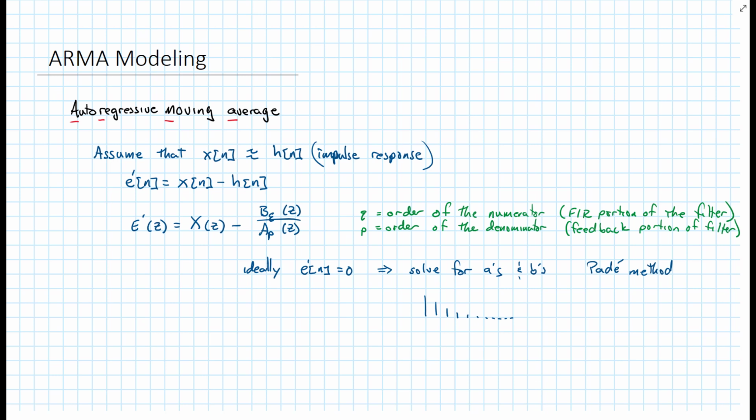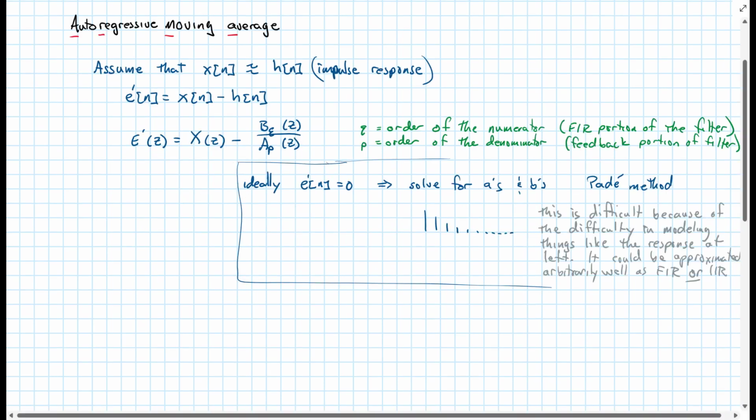You can start to see the ambiguity with the Padé method. It's not very stable in terms of an approach to solving these things. So we're not going to use this. Instead, we're going to work on something called Prony's method.